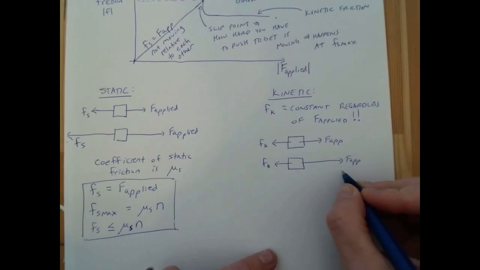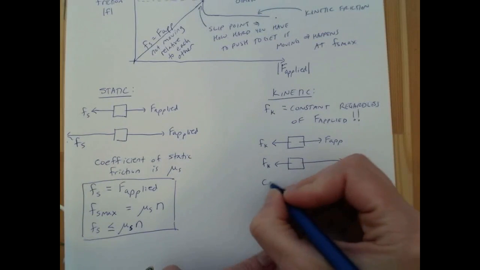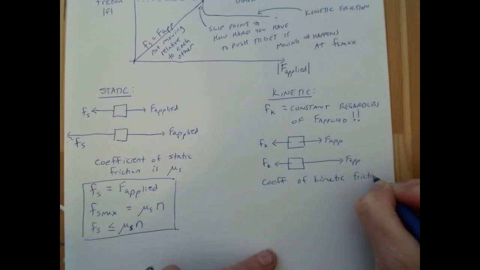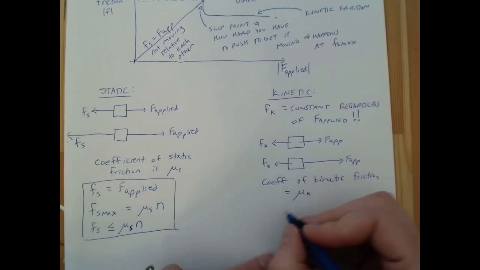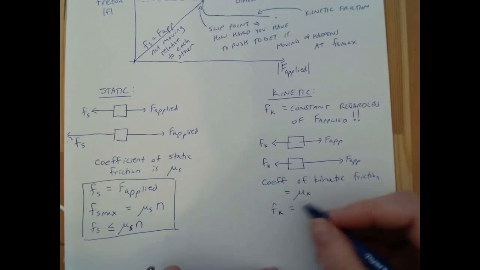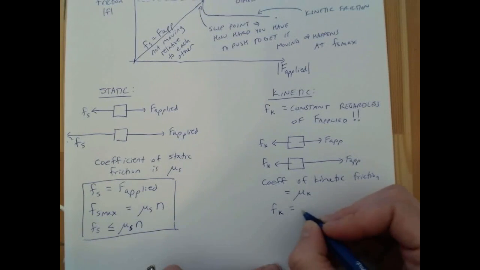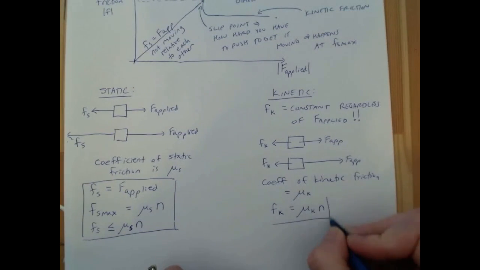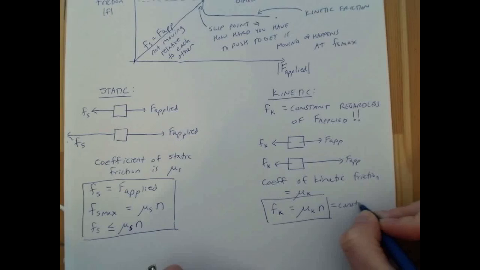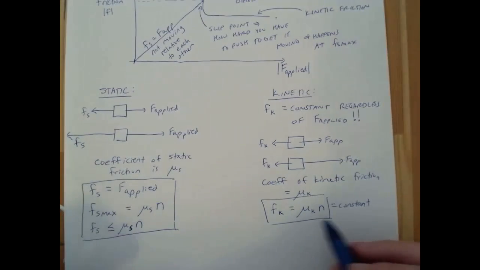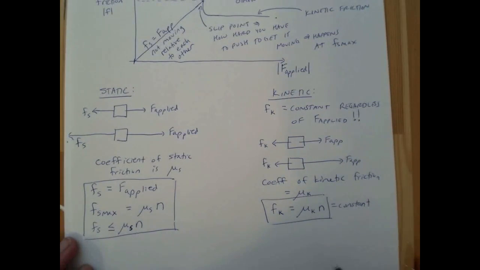Now, for the kinetic friction, because it's going to be constant, the coefficient of kinetic friction is going to be mu sub k, and we just have one standard equation. There's no inequality that is set. So F sub k is equal to mu sub k n. It's always equal to that. It's equal to a constant regardless of the motion in question. If the two surfaces are moving relative to each other, then F sub k equals mu sub k n.